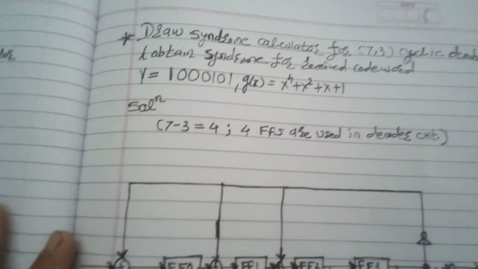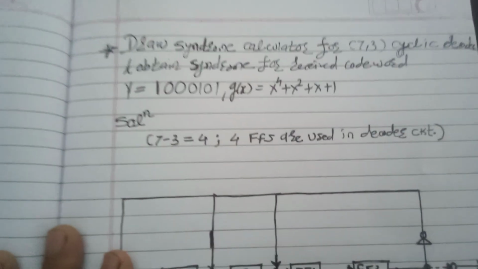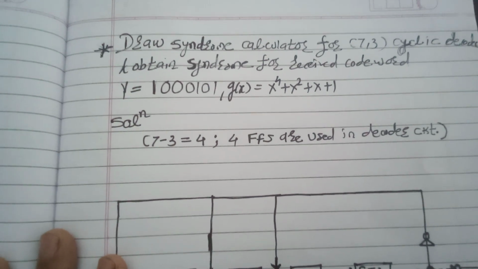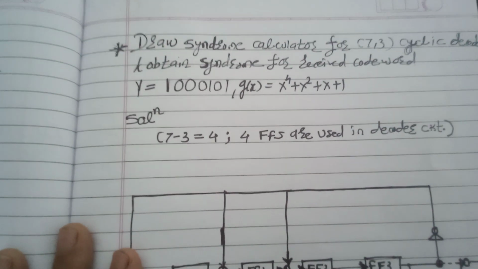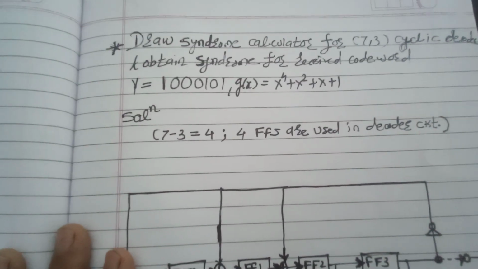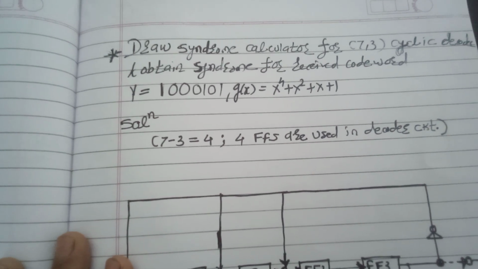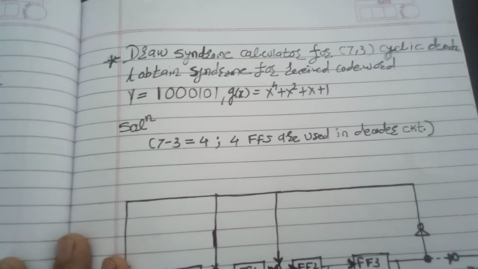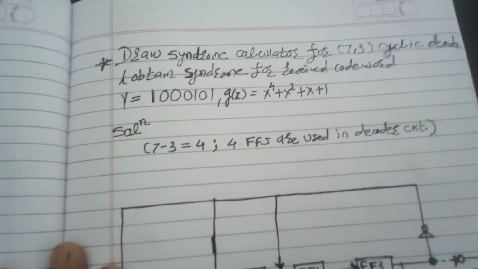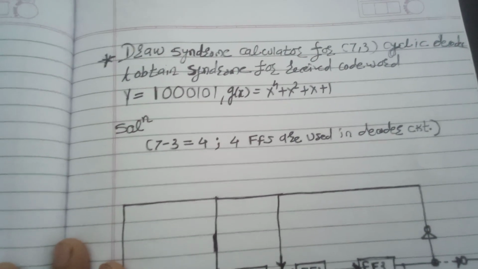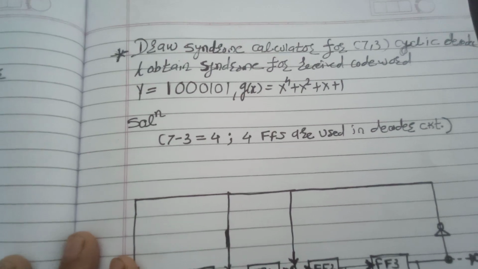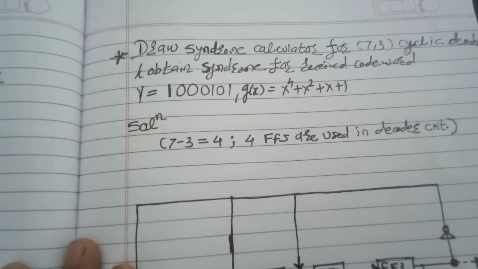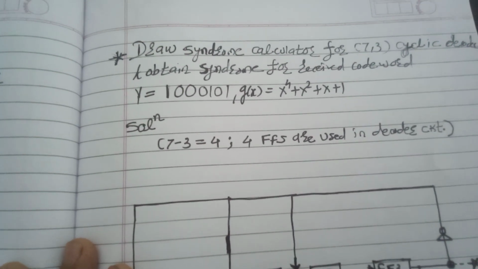Let us see the syndrome calculator circuit for the 7,3 cyclic decoder. We have already seen the cyclic or syndrome decoder for the 7,4 code with two different g(x). So the concept is the same. This is like a practice, and this will become a practice example for you.